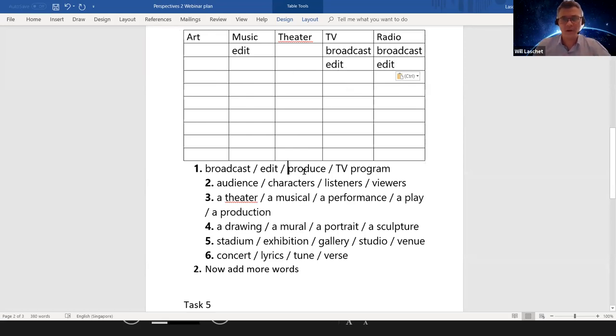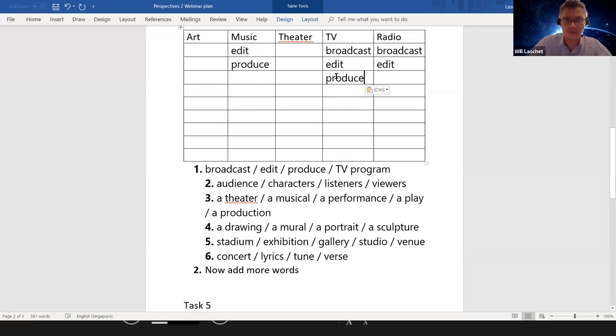Let's do one more. Okay, we'll do produce. Okay, as the verb. And so where am I going to put produce? Can you help me out for produce? You certainly produce music. So you have a music producer. You certainly produce TV and you also have a television producer.